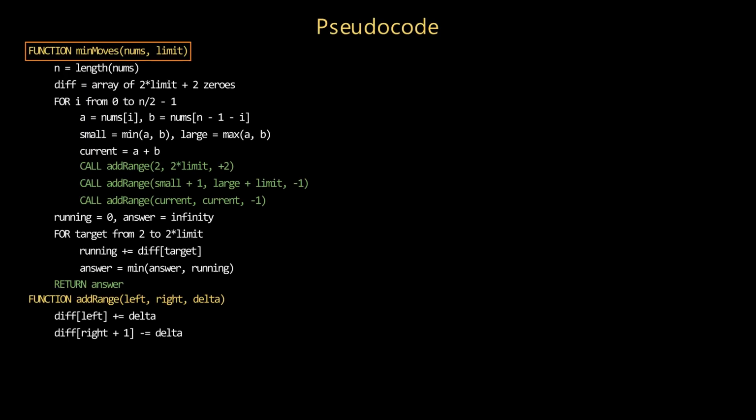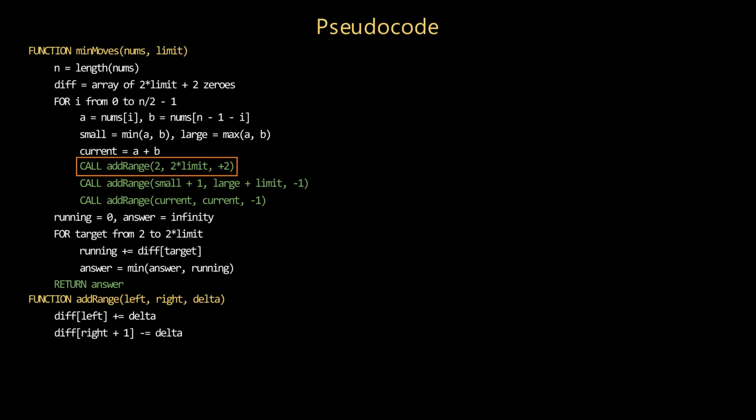Define the main function with nums and limit. Let n be the length of the array. Create the difference array over all target sums, with one extra stop slot. Loop through the first half of the array, one mirrored pair at a time. Read the left value and its mirrored right value. Store the smaller and larger value for the one move range. The current sum is the 0 move target for this pair.